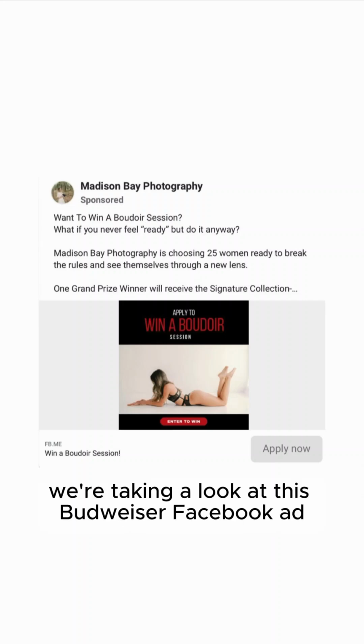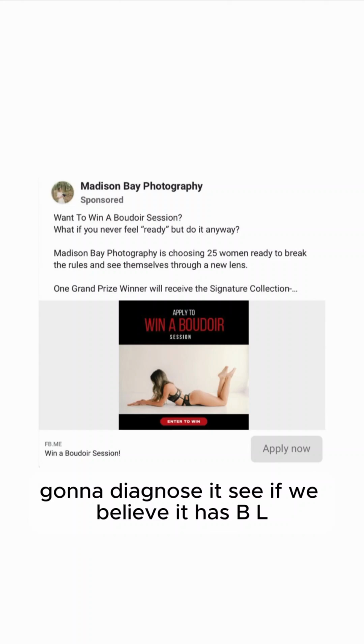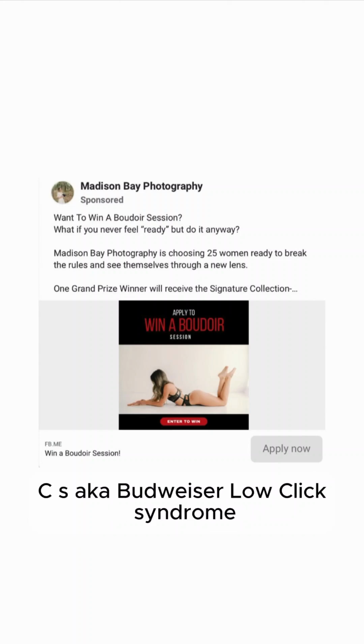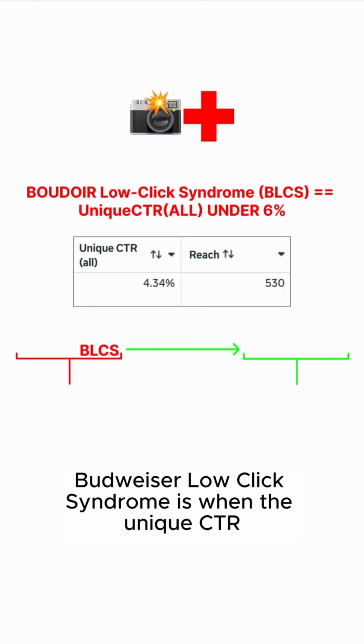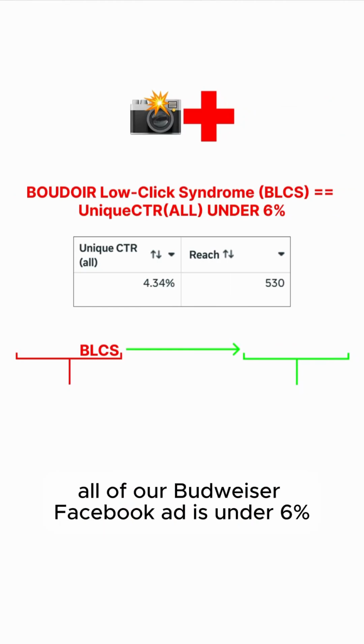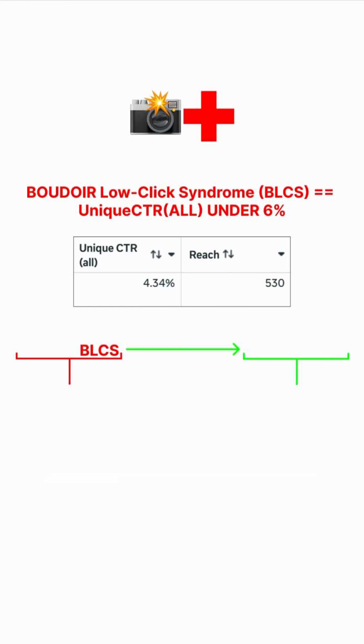All right, y'all, we're taking a look at this Boudoir Facebook ad. Going to diagnose it, see if we believe it has BLCS, aka Boudoir low click syndrome. So BLCS, Boudoir low click syndrome, is when the unique CTR of our Boudoir Facebook ad is under 6%.